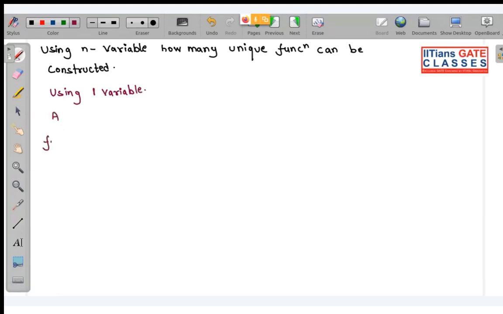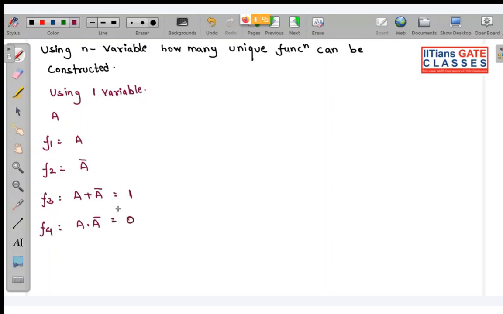So your function 1 can be what? It can be A. Function 2 can be what? It can be A complement. Third function can be what? It can be A plus A complement. Fourth function can be what? It can be A dot A complement. So in total, can I make any other function using this variable A? Look very carefully. I cannot make it. So this will be, sorry, this will be 1 and this will be 0.